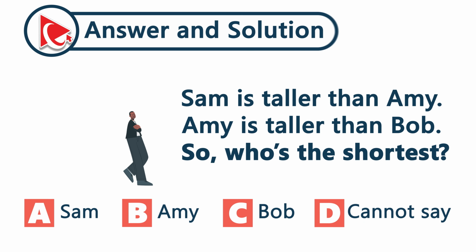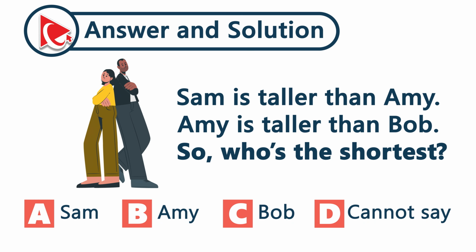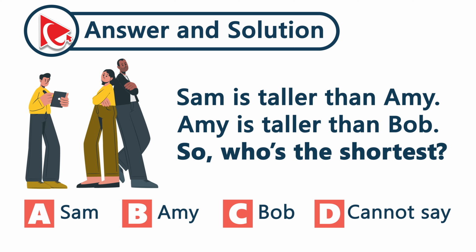If Sam is the tallest and Emmy is in the middle, that leaves just one person at the bottom of the height chain. And the shortest? It's C, Bob. Simple comparison, sharp logic.